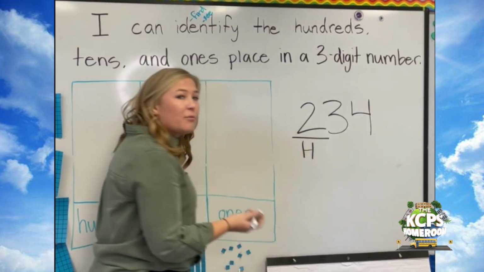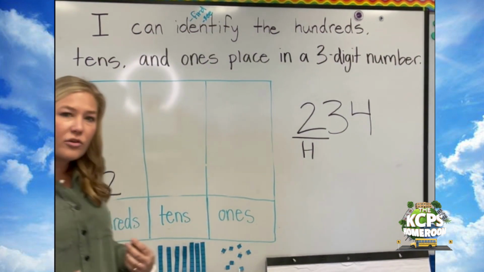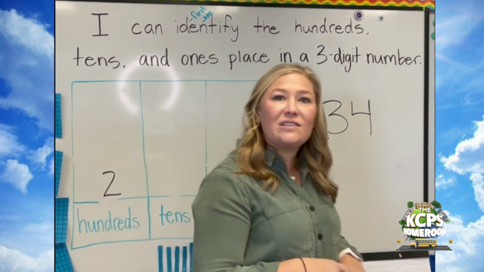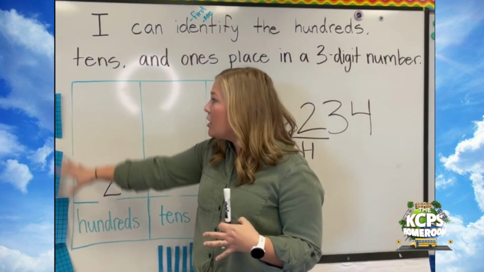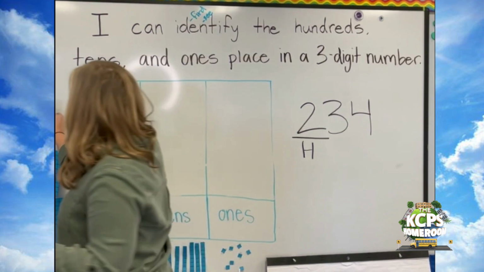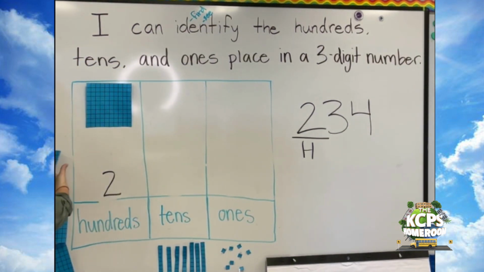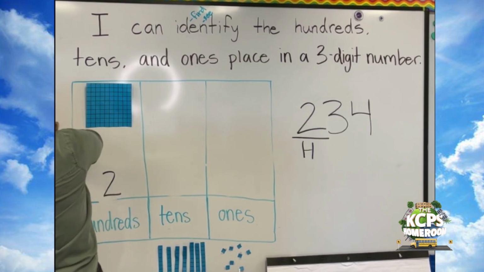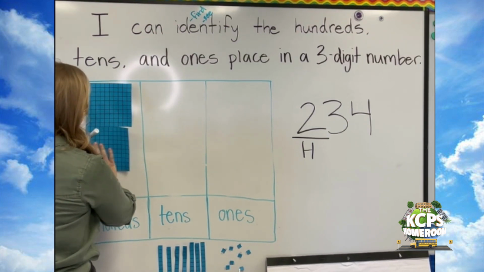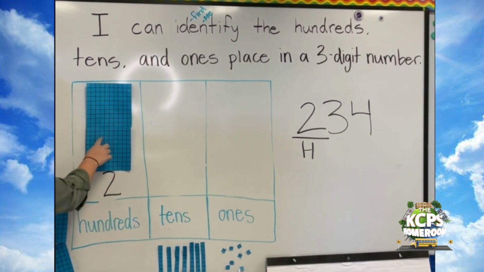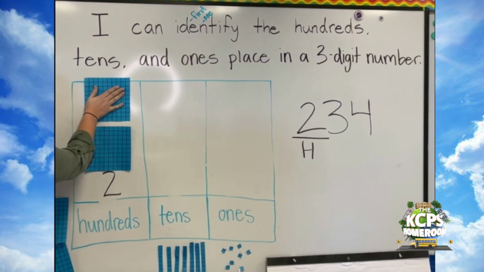I can come over here to my place value mat, and I can put a 2 on the hundreds spot. Now, I'm not going to just leave a 2. I want to represent it with my models here. And I'm going to put 2 hundreds flats in this spot, because each hundreds flat has 100. So if I need to represent 200, I'm going to need to put 2 separate hundreds flats. If I were to count these up, I have 100, 200.